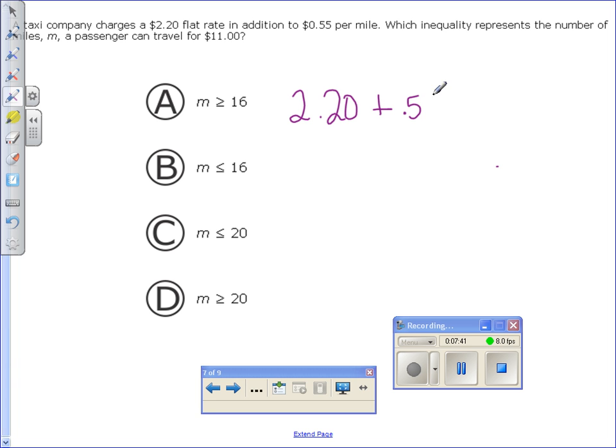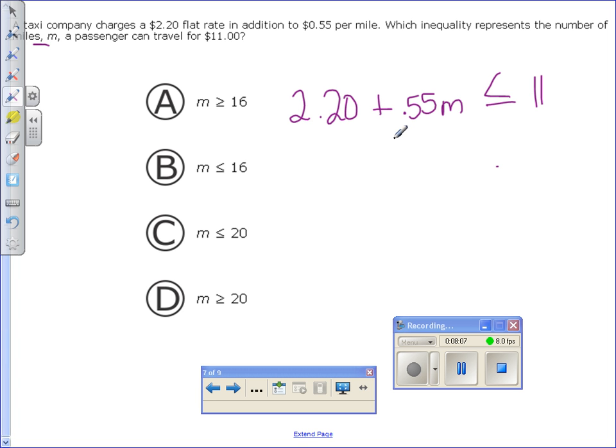So you're automatically going to be charged $2.20 plus 55 cents per mile. And they let you know that M is the variable for miles. So $2.20 plus 55 cents per mile. Now, we want to know which inequality represents the number of miles a passenger can travel for $11. So it could be exactly equal to $11, or you can't go over $11. That's all you have to spend. It could possibly be under $11.